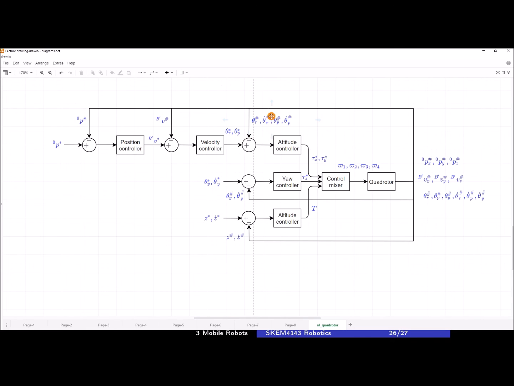This will be compared to the actual values, fed to our attitude controller, which will then generate the desired rolling and pitching torque. So if you look at the flow, in order to achieve desired position, we have to compute the desired rolling and pitching torque.